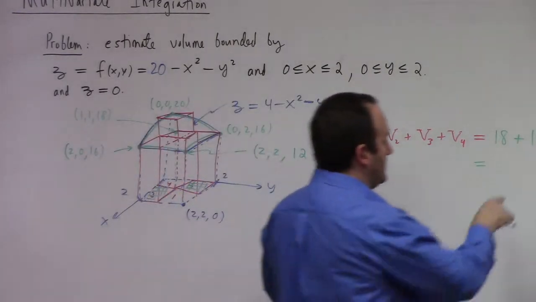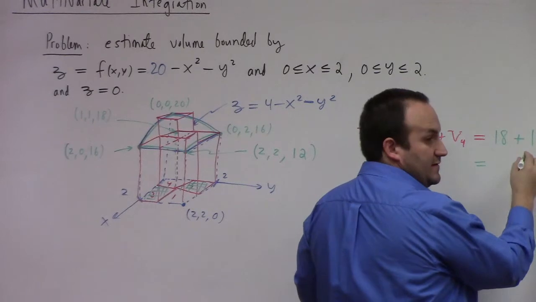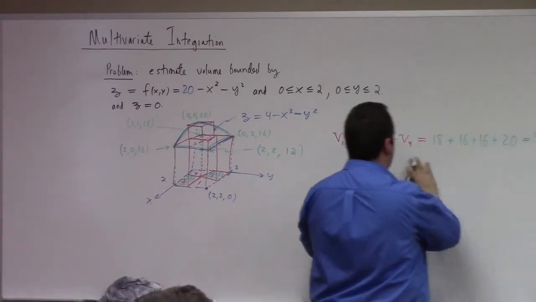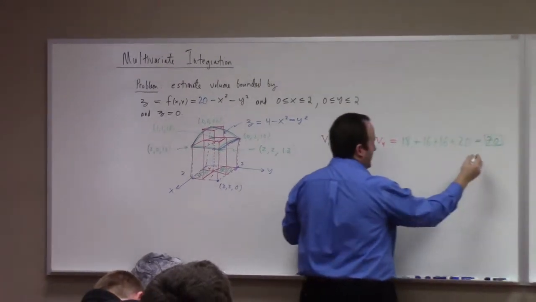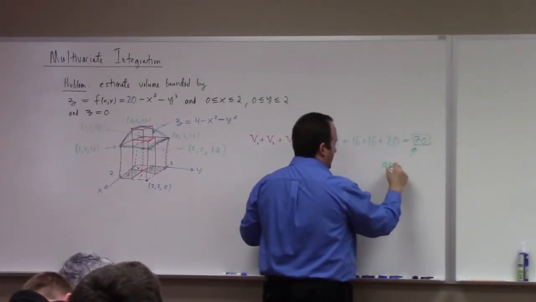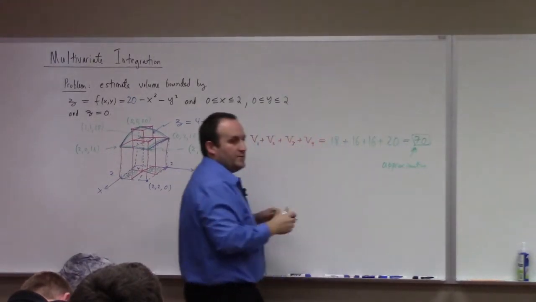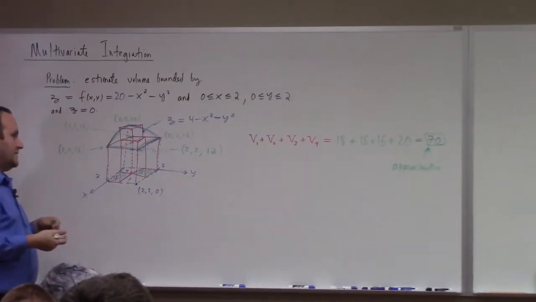What's the value? What is that? 70, all right. And of course, this is an approximation. So the idea here, though, is very simple, really.